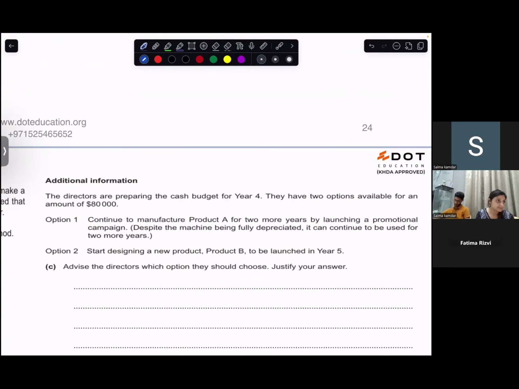The directors are preparing the cash budget for year 4, and they have 2 options available for an amount of $80,000. Option 1, continue the manufacturing of product A for 2 more years by launching a promotional campaign. Despite the machine being fully depreciated, it can continue to be used for 2 more years. And option 2 is design a new product B, to be launched in year 5. What is the question actually trying to tell us? So advise the directors which option they should choose. They are preparing cash budget for year 4. What does this mean?